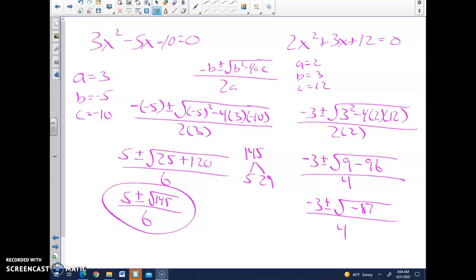Now 87 can break down. We can divide a 3 into it. 3 goes in 29 times. Can't break 29 down anymore. Okay? But there is a negative there. This is required. You never leave a negative in the radical. So my answer is negative 3 plus or minus i root 87 over 4. That's the answer.